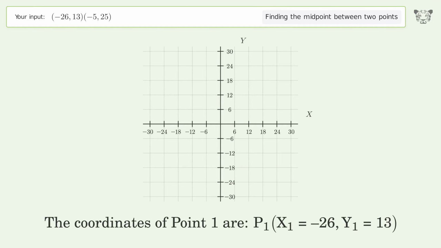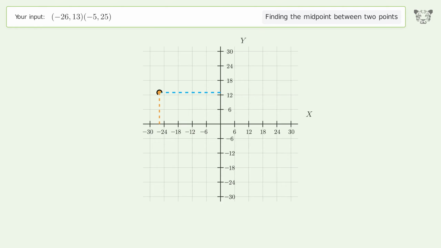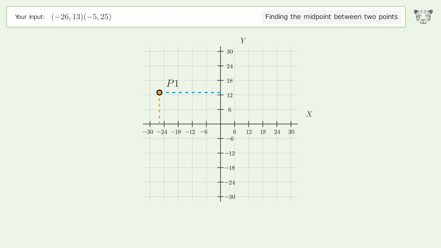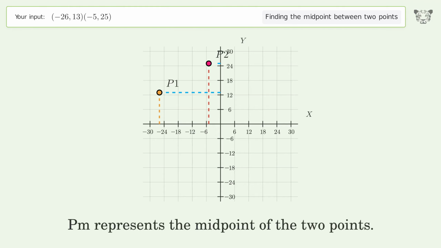The coordinates of point 1 are, x1 equals negative 26, y1 equals 13. The coordinates of point 2 are, x2 equals negative 5, y2 equals 25. PM represents the midpoint of the 2 points.